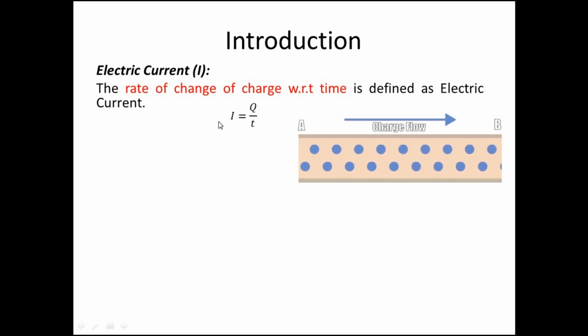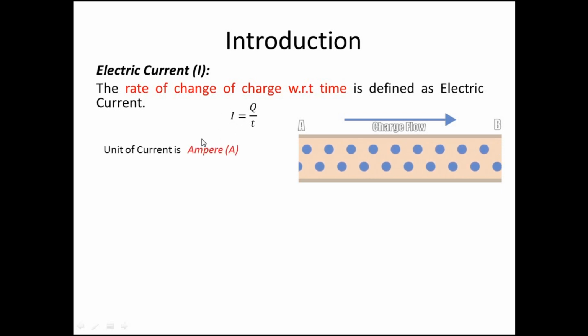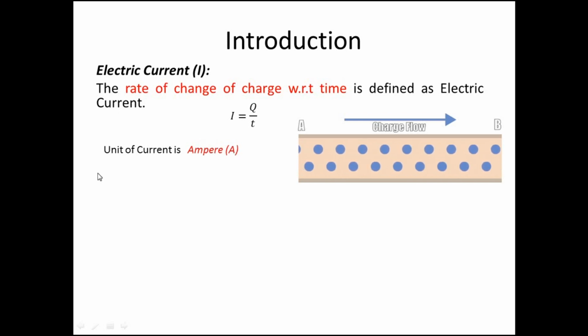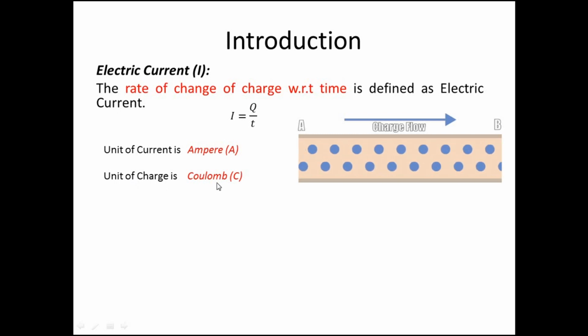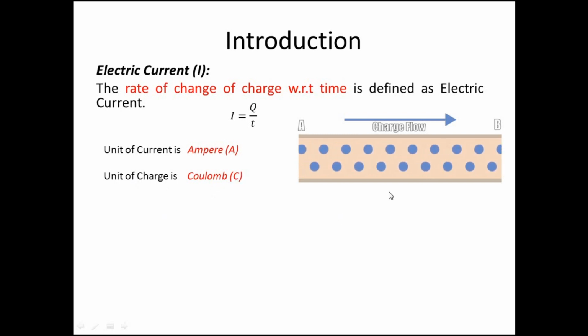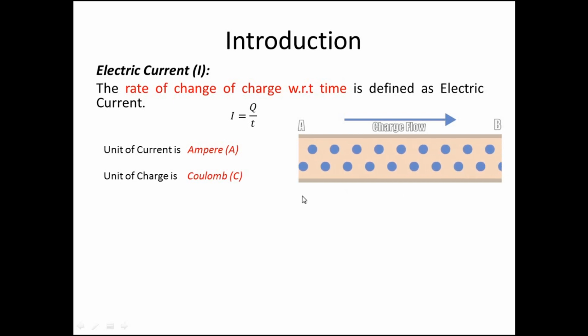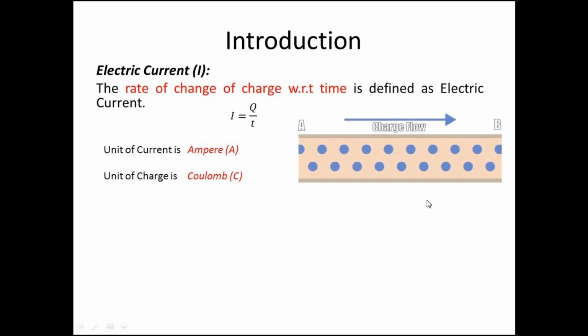It is called the electric current, and the unit of electric current is ampere, represented by the letter A, and the unit of charge is coulomb, represented by the letter C. And we said that the charge flow from A to B is called current.